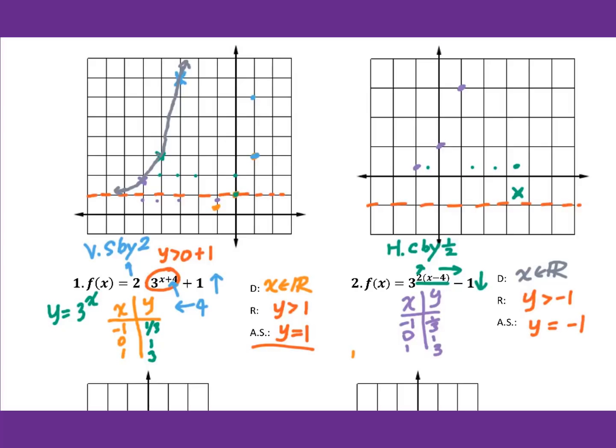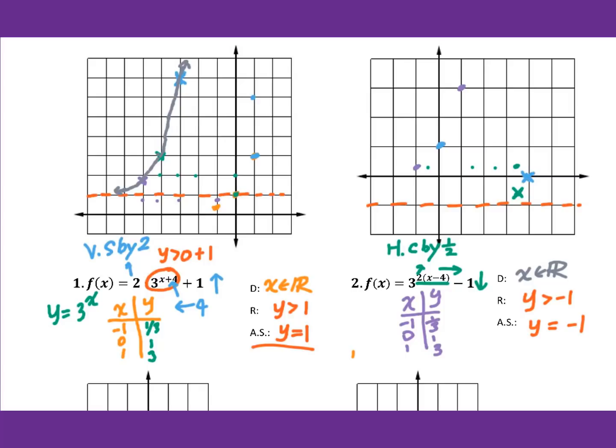Now let's go to this point. Horizontally compressed by 1/2. Your x coordinate 0 divided by 2 is still 0. Then move to the right 4. 1, 2, 3, 4. Go down 1. It will be here.